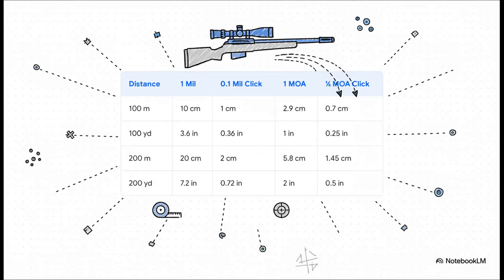And here's where you can see it all laid out, the hard numbers. This chart really shows how those simple rules work. See that 100-yard line? There it is. 1 MOA equals 1 inch. Now look at the 100-meter line for MRAD. Yep, 1 click is 1 centimeter. This is where all that theory becomes real.